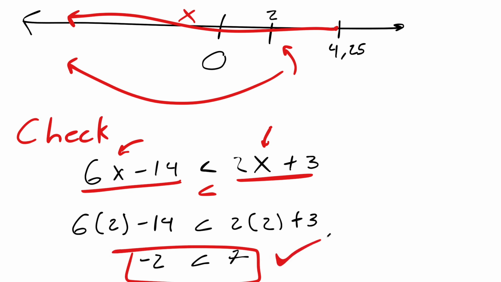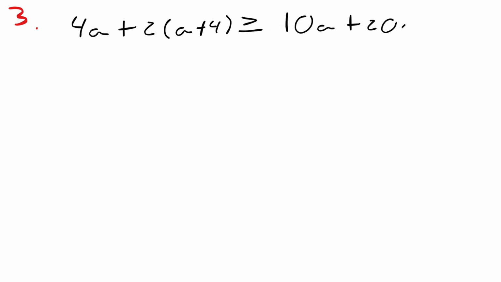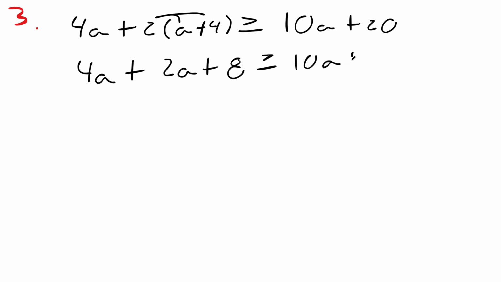Now what about a third and last example? We have as our parent statement the following: 4a plus 2 times a plus 4 is greater than or equal to 10a plus 20. So now that we have already covered greater than and lower than, we're going to go to greater or equal than. The first thing we have to do is apply the distributive property, 2 times a and 2 times 4. So let's write it all again. 4a plus 2a plus 8 greater or equal than 10a plus 20.